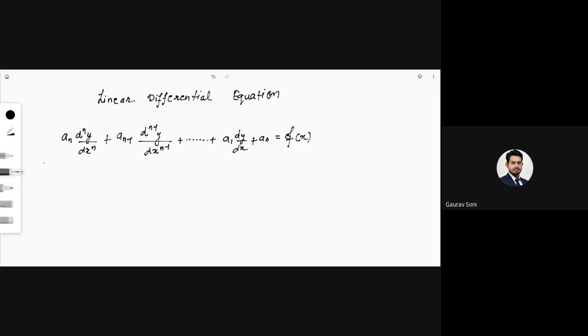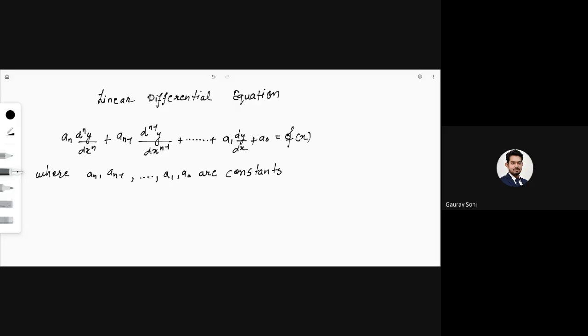where an, an minus 1, dot dot dot till a1, a naught are constants. Okay, so there are two things I want to explain with this.